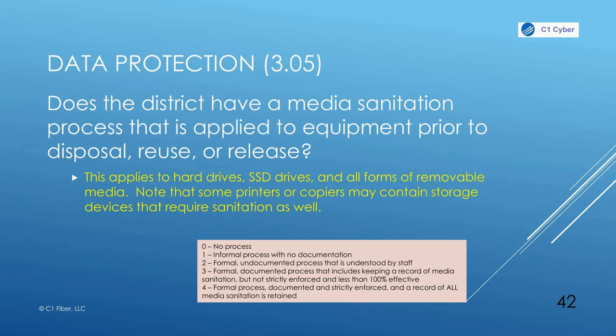Score 1 if your organization has an informal process with no documentation. Score 2 if your organization has a formal, undocumented process that is understood by staff. 3 if your organization has a formal, documented process that includes keeping a record of media sanitation, but is not strictly enforced and is less than 100% effective. And 4 if your organization has a formal, documented process that is strictly enforced and record of all media sanitation is retained. Pause the video now in order to consider and record your answer before continuing.